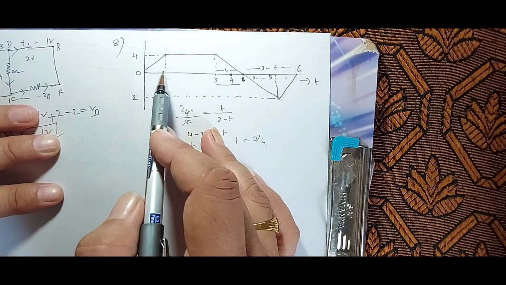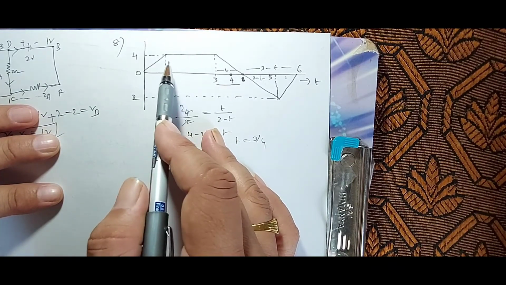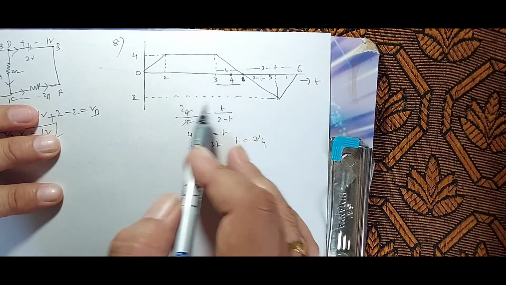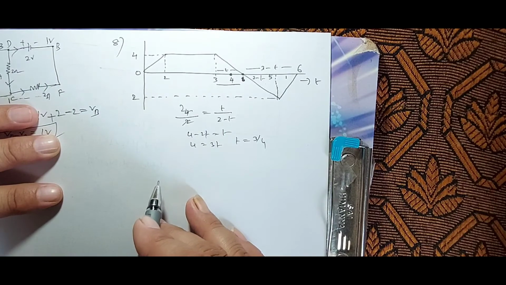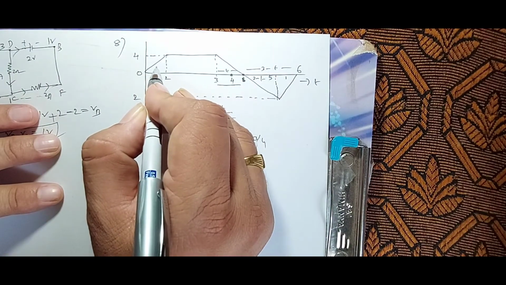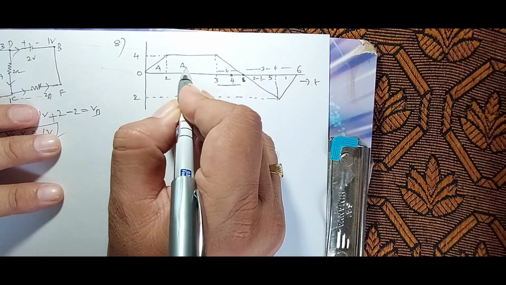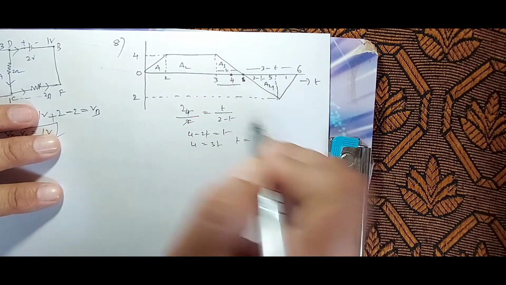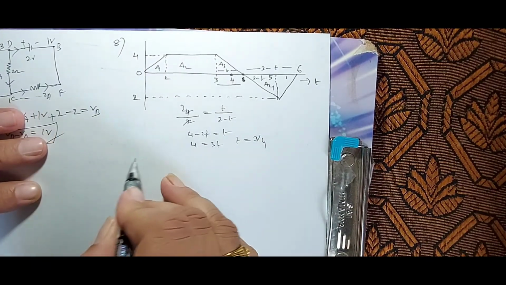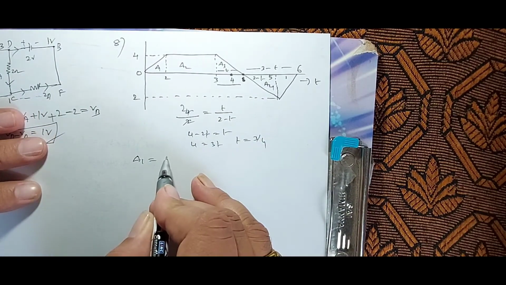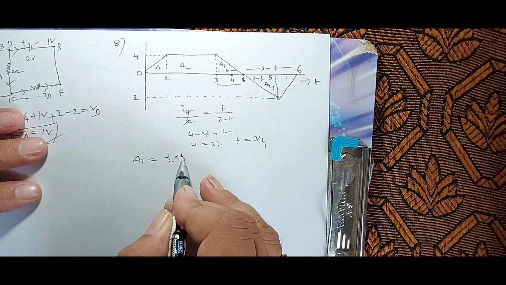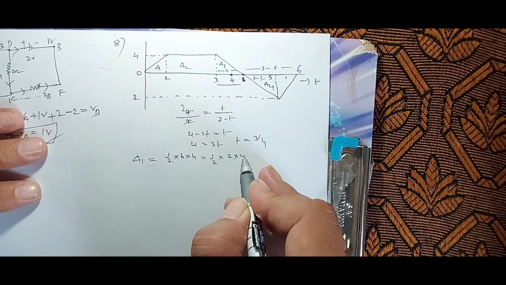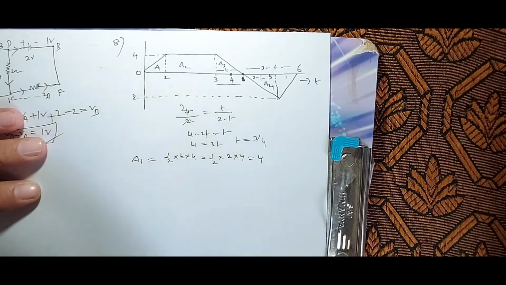Now, by calculating the area under this line, we get distance. We get the distance traveled by the body in the total 6 seconds. So assume this area as A1, this area as A2, this area as A3, and this area as A4. Now what is A1 here? A1 is equal to half base into height, that is half into base 2 into height 4, that is equal to 4.